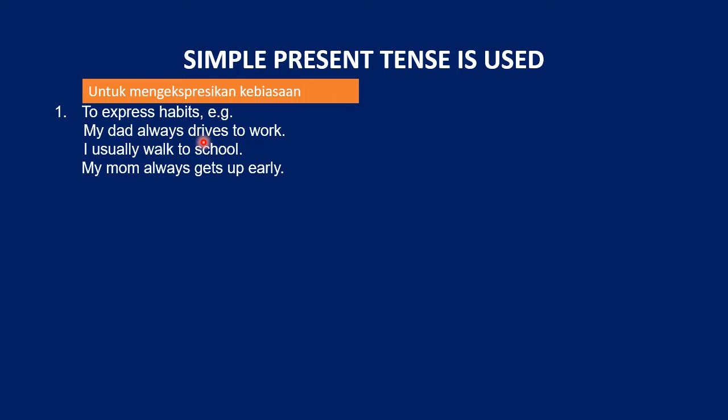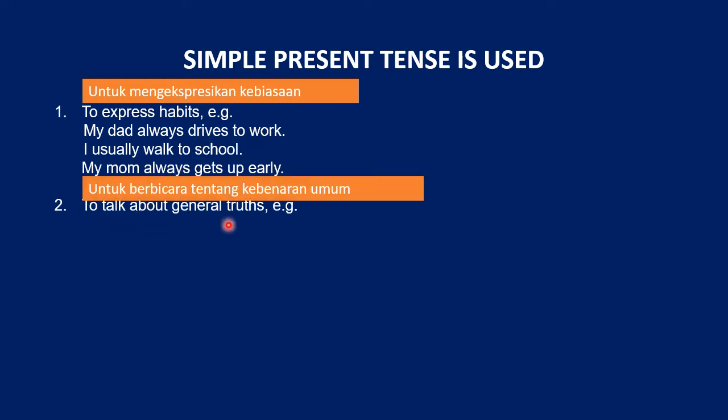Alright, let's go to the second usage of simple present tense. The second one is to talk about general truth, or menggambarkan tentang kebenaran umum. So when you are talking about general truth, you can use simple present tense. Examples: Jakarta is a big city. The sun rises in the east. Sugar tastes sweet. Alright guys, I think you understand what is meant by general truths. So once again, when you are talking about general truths, you can use simple present tense.